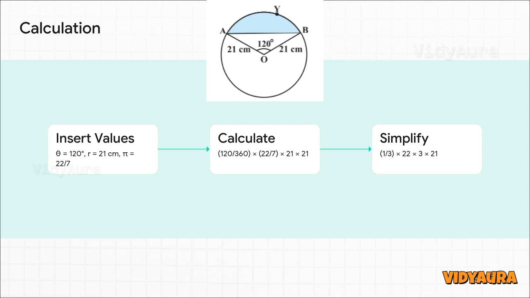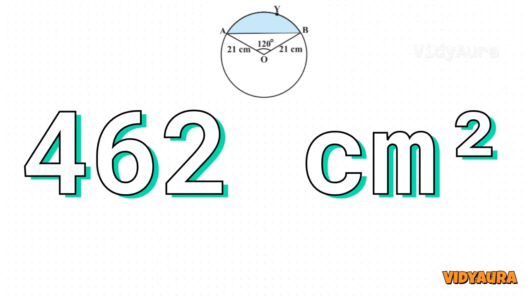So our angle is 120 degrees, the radius is 21 centimeters, and we're just going to use 22 over 7 for pi here. Now, that fraction, 120 over 360, simplifies really nicely down to just 1/3. So all we're really doing is calculating 1/3 of the area of the entire circle. And when you run the numbers, boom, we get our first key piece of the puzzle. The total area of our pizza slice, that's sector OAB, is 462 square centimeters. Awesome. Step 1 is officially done.